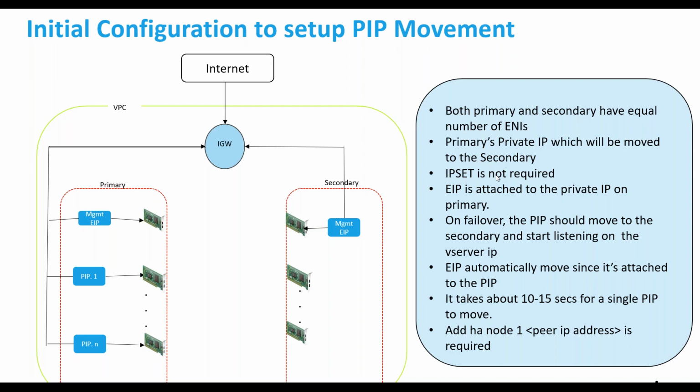On failover, the PIP moves to the secondary and starts listening on the vserver IP. The EIP automatically moves since it's attached to the private IP. It takes about 10-15 seconds for a single PIP to move. So it's very fast compared to our old HA. Here, the failover time is very little. And to configure, the only command you require is add HA node 1 peer IP on the primary and then on the secondary, and this will be automatically configured.